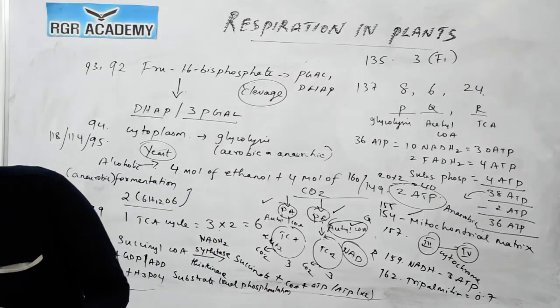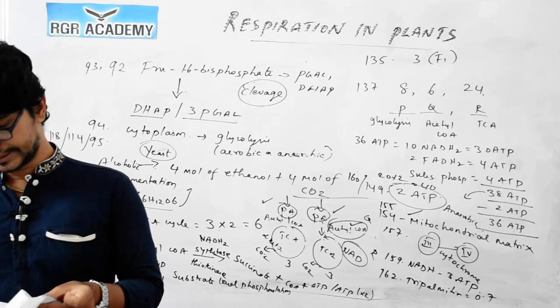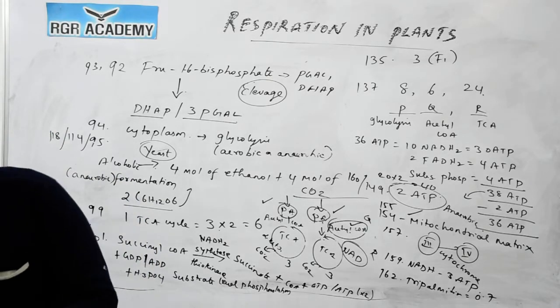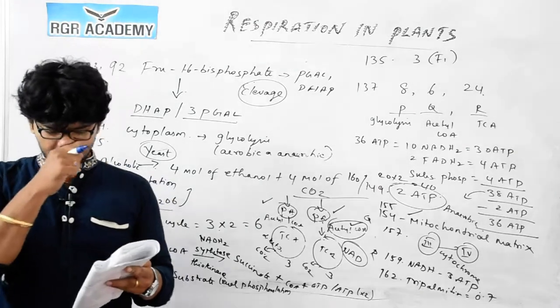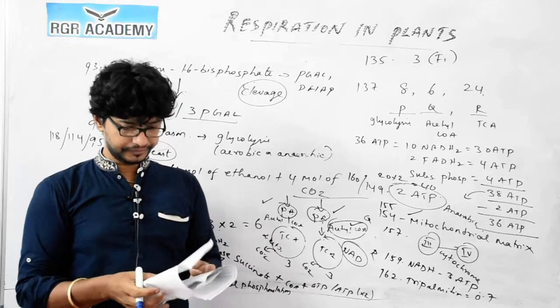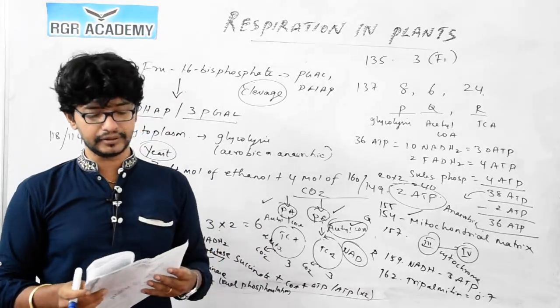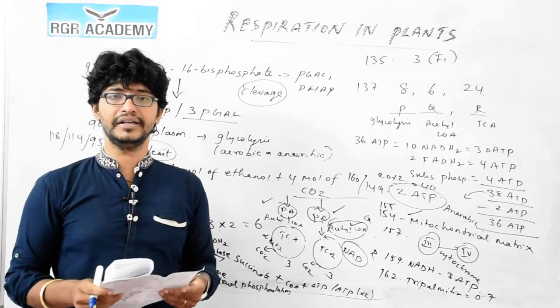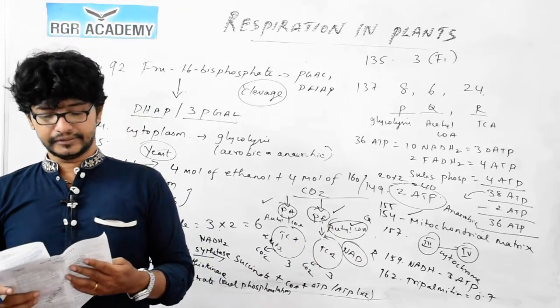Next we move on to question 163. Select the wrong statement. If you look at the 4 options, the second option seems to be incorrect. The intermediate compound which links glycolysis with the Krebs cycle is not the Malic cycle, it is acetyl-CoA. So option 2 is the incorrect answer.